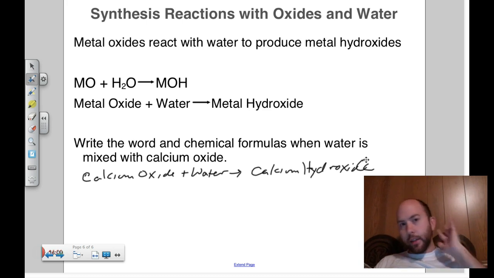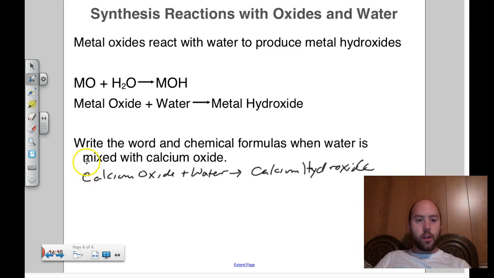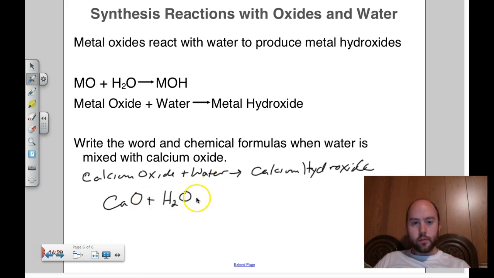Now, for this one, again, it could be any metal oxide. I could, again, pick aluminum. Why not? Aluminum oxide plus water is aluminum hydroxide. Iron 2 oxide plus water is iron 2 hydroxide. That's all you do. So let's write the formula. Calcium oxide, Ca, plus 2. Oxides, O, -2. So plus 2, -2, they cancel. Water, H2O. And it makes calcium hydroxide.